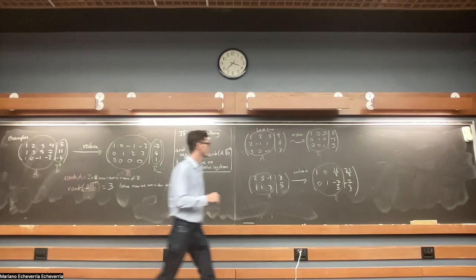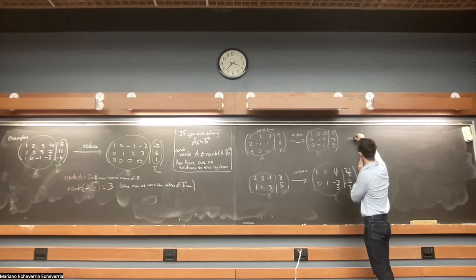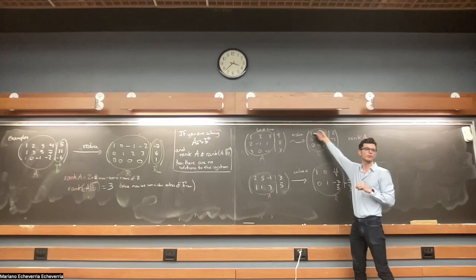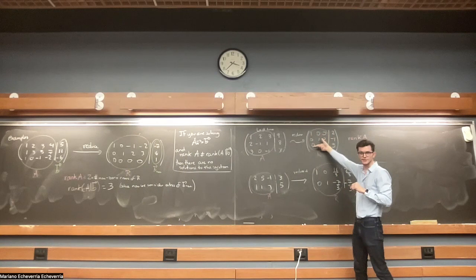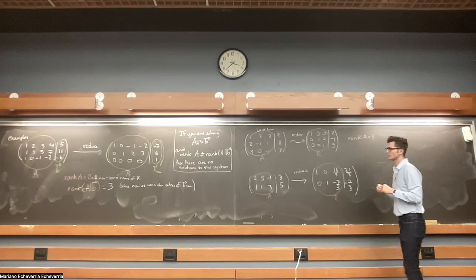So what's the rank of A in this case, for the first one? The rank of A, again, you just count the number of non-zero rows that you see here on the R. This is a non-zero row, this is a non-zero row, this is a non-zero row, right? So there are three non-zero rows, so the rank of A equals three. Is that making sense? And what's the rank of the augmented one?